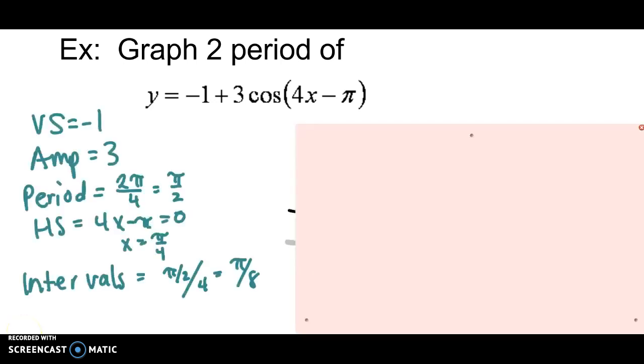All right, so let's take a look here. I have a vertical shift of negative 1, amplitude is 3, the period is pi over 2, the horizontal shift is pi over 4. So we're starting at pi over 4 instead of 0. And then the intervals are pi over 8.